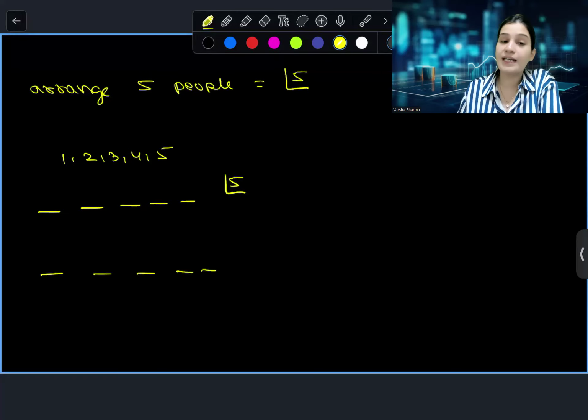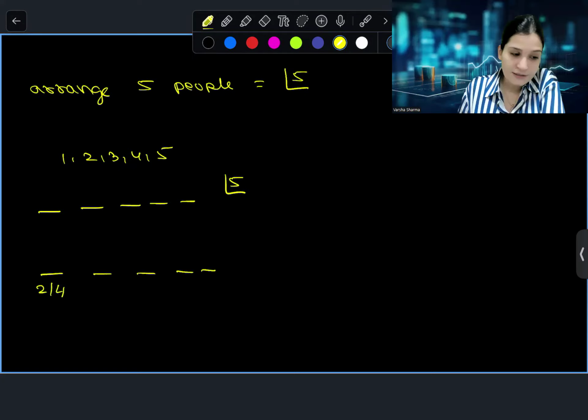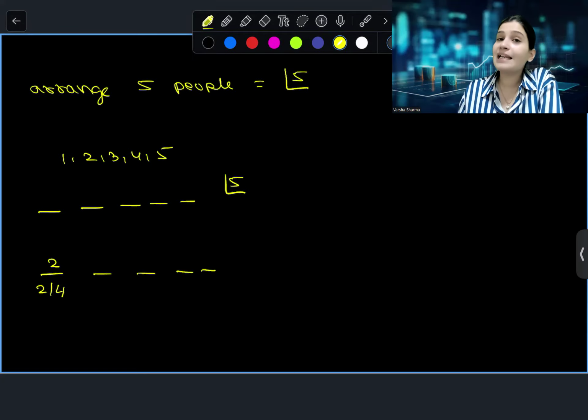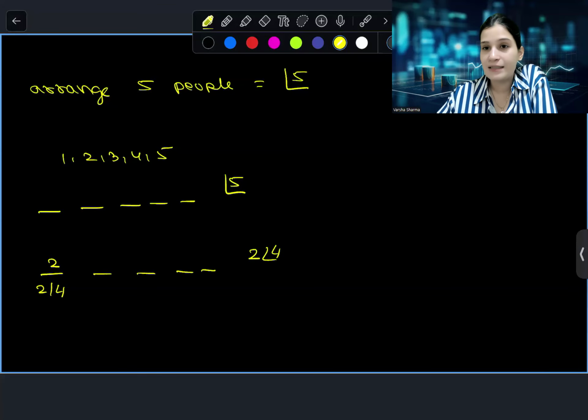Now, it starts with an even number. There's a restriction in the first place. First place has to be filled by 2 or 4. There are 2 ways to fill this position. How many digits are used? Only 1 digit is used. How many are left? 4. Do I need to select now? No, I only need to arrange them. So I can directly write 4 factorial into 2. So when I only need to arrange, you can directly write 4 factorial, 3 factorial, 2 factorial. If you have to select and arrange, then use P. Am I clear? Yes, ma'am.